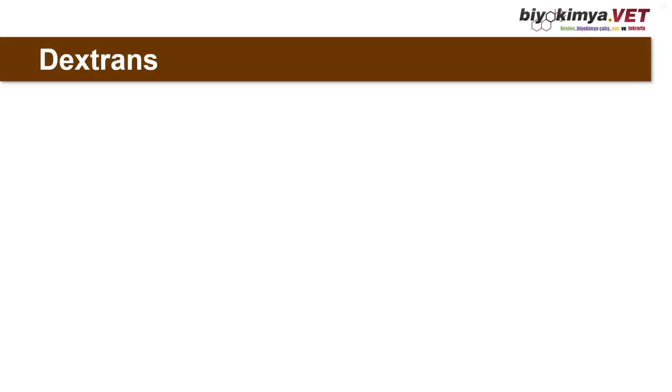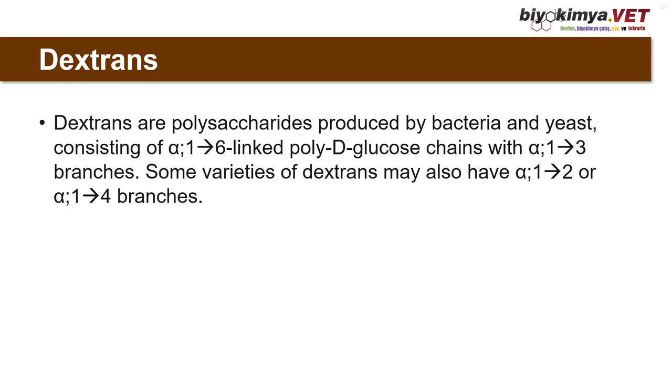Dextrans. Dextrans are polysaccharides produced by bacteria and yeast, consisting of alpha 1-6 linked polyglucose chains with alpha 1-3 branches. And some varieties of dextrans may also have alpha 1-2 or alpha 1-4 branches. This means dextran is a complex branched glycan, a polysaccharide made of many glucose molecules, composed of chains of varying lengths from 3 to 2,000 kilodaltons.